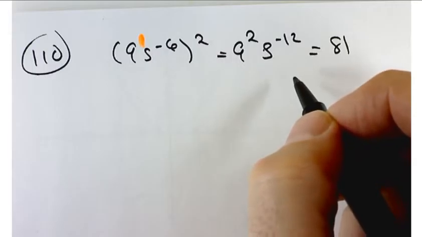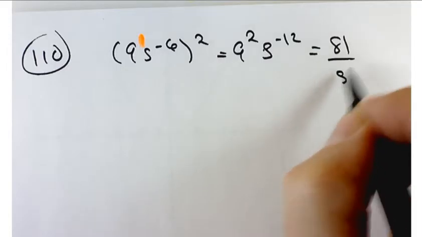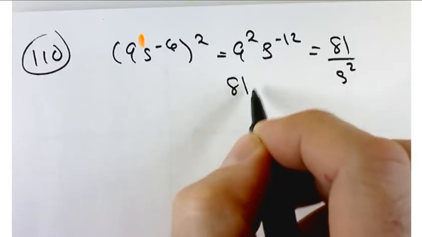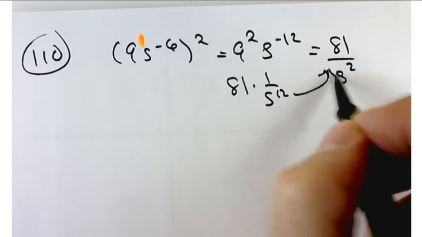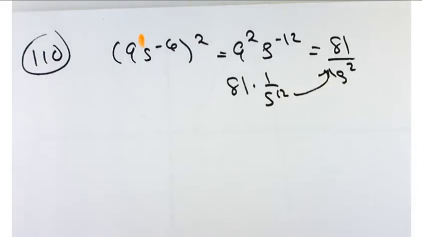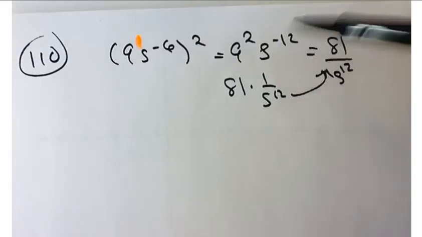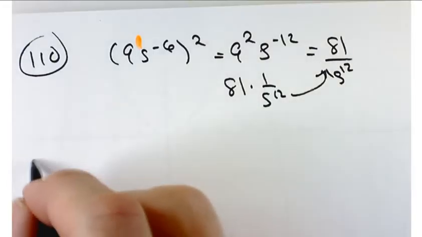How can I write this? Yeah, I'd write it as over s to the 12th. The step in between here really is 81 times 1 over s to the 12th, but that just leads to this anyway: 81 over s to the 12th. So the idea, again, is that when you have these negative exponents, the term switches sides of the fraction. An example on steroids of that is problem number 108.